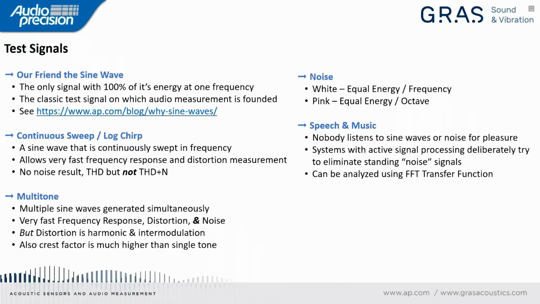A third test signal is a multitone. A multitone is, again, a sine wave, but imagine a sine wave made up of all the test frequencies you wanted to check simultaneously. So this, again, is a technique where we can get very fast frequency response, distortion, and unlike the log chirp, we can also get noise. The disadvantage is the distortion we'll look at is not just harmonic distortion. It also includes intermodulation distortion, and that makes comparisons to a classic single tone THD measurement difficult to make. And also because we're playing multiple sine waves simultaneously, the energy in each sine wave is lower than if we were playing just one.